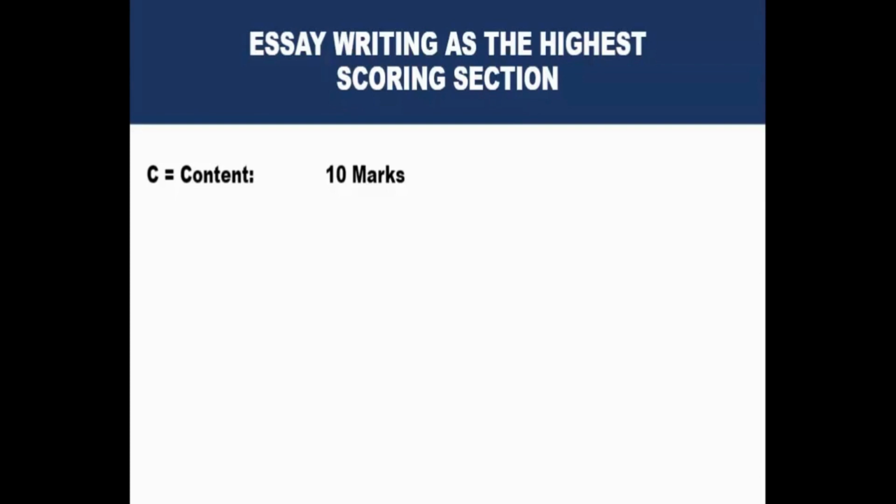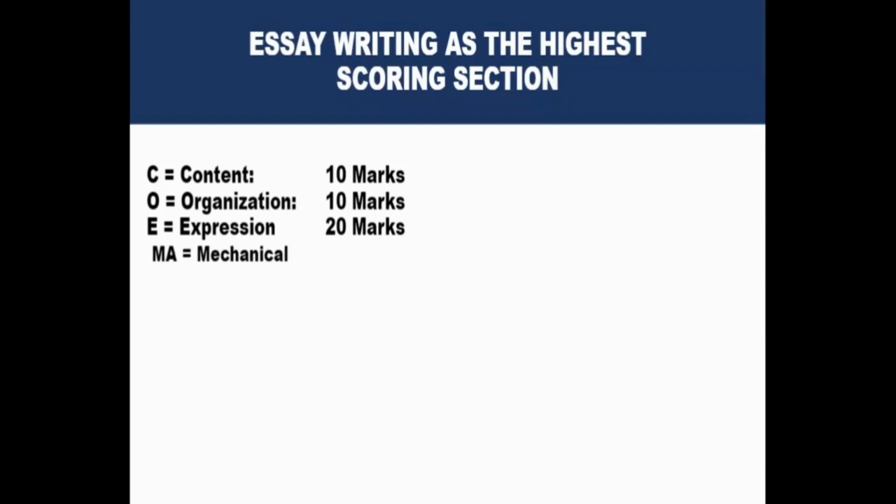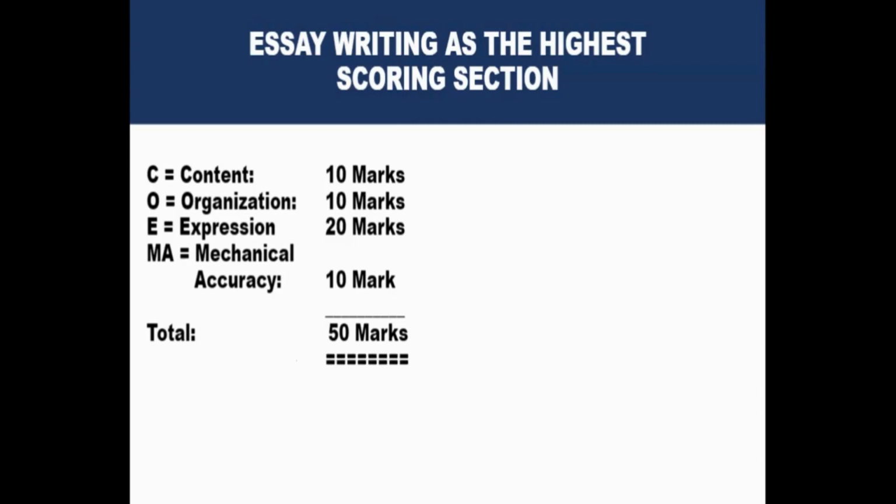Now these are the various criteria for awarding marks in the exam. C stands for content, and content carries 10 marks. O stands for organization, which carries 10 marks. E stands for expression, which carries 20 marks. Of course, expression carries the highest marks. And then MA stands for mechanical accuracy, which carries 10 marks. And then you have a total of 50 marks.